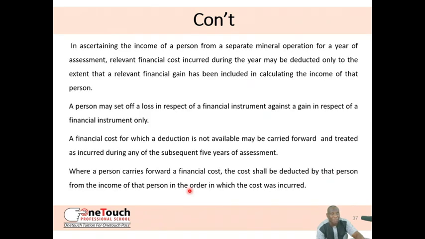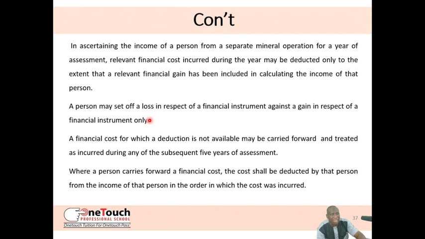So that's all for deductions under mineral operation. Okay. So, in ascertaining the income of a person from a separate mineral operation for a year of assessment, the relevant financial cost incurred during the year may be deducted only to the extent of the relevant financial gain. A person may set off a loss in respect of a financial instrument, that's called the financial cost, against a gain in respect of the financial instrument only. So you can only charge a financial cost against a financial gain only.